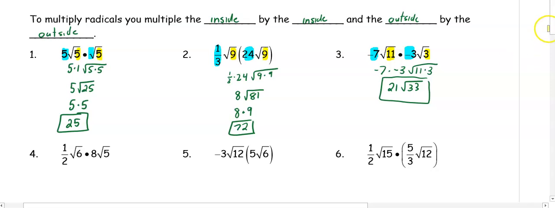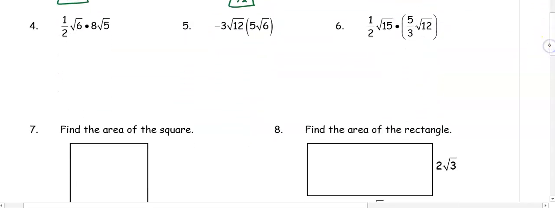In number 4, we have 1/2 square root of 6 times 8 square root of 5. So we're going to multiply the inside numbers of 5 and 6 and the outside numbers of 1/2 and 8. So when we multiply, we get 1/2 times 8 root 6 times 5, which gets us 4 root 30. Again, if I go to break down 30, I can break into 3 and 10, 5 and 2. There are no pairs there, so 4 root 30 is as simplified as we can get.